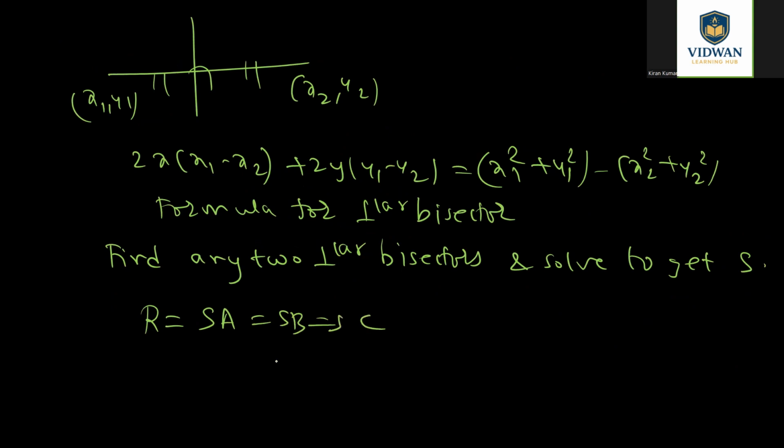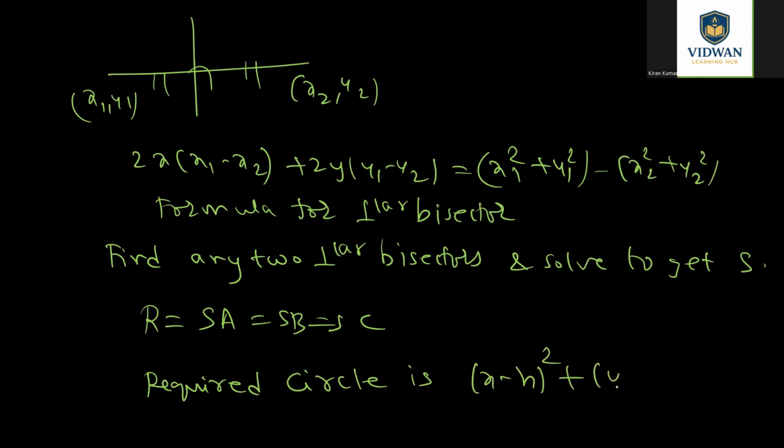So once you get this, what is the circle? We can just write the required circle is x minus h whole square plus y minus k whole square equal to R square. Capital R square I'll mention. So this is how you find the circle. This is one method. You have two other methods for the same problem, but this is the first method. So we have a second method for this.